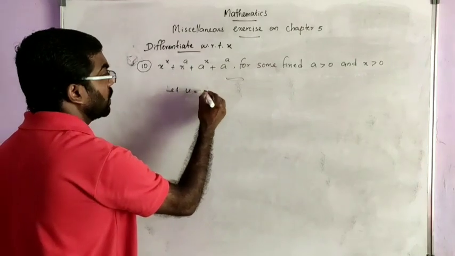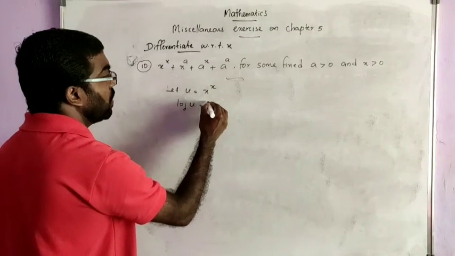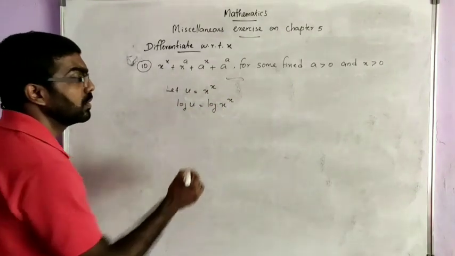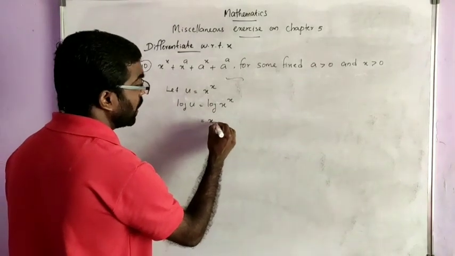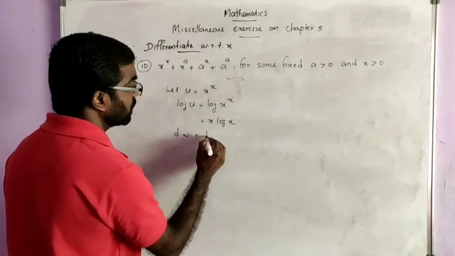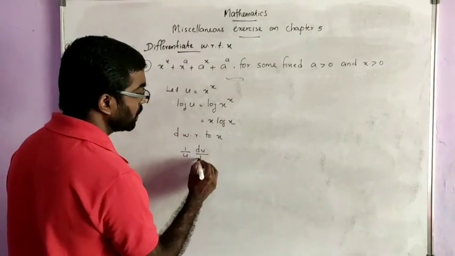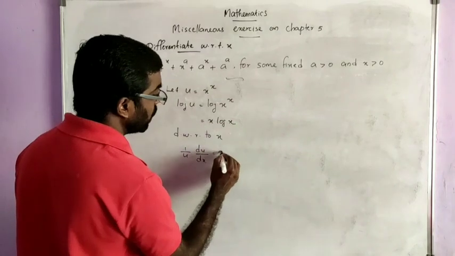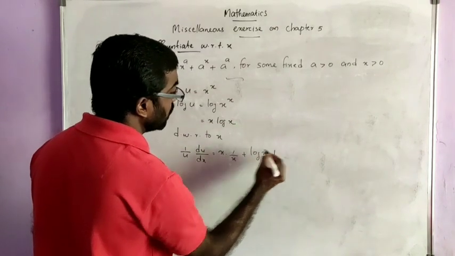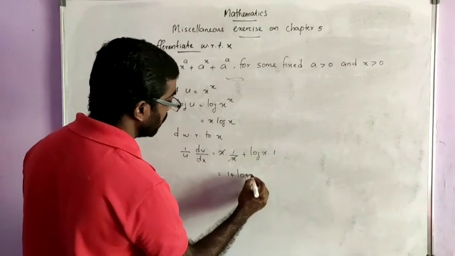Let u is equal to x raised to x, and taking log on both sides we get log u is equal to log x raised to x. Clear? That can be written as x log x. Differentiate with respect to x. 1 by u into du by dx is equal to, here product rule, x into 1 by x plus log x into 1. x and x cancel, we get 1 plus log x.